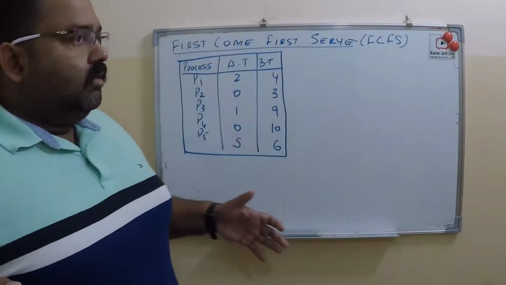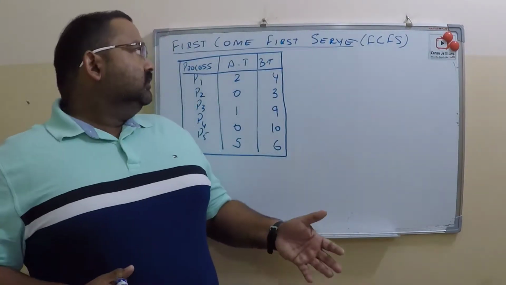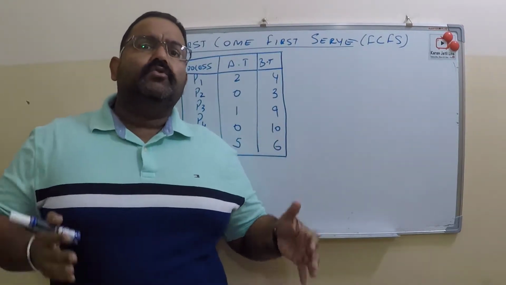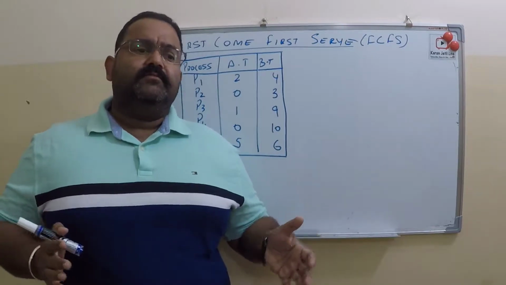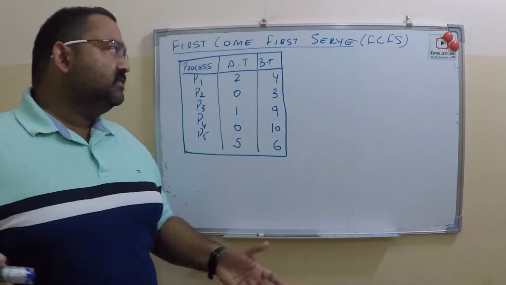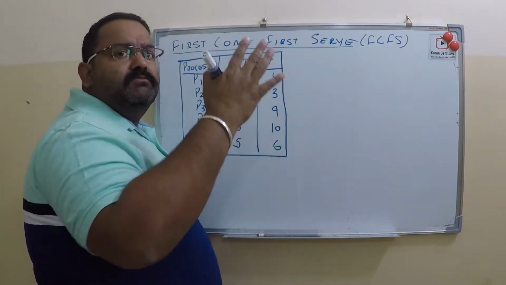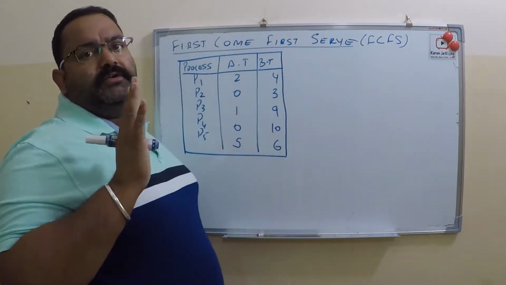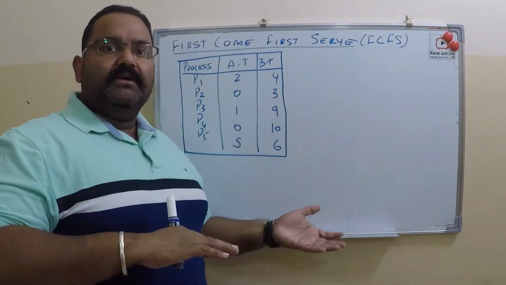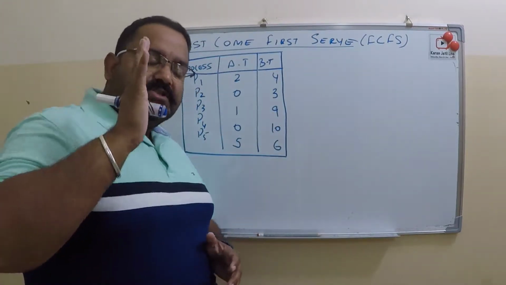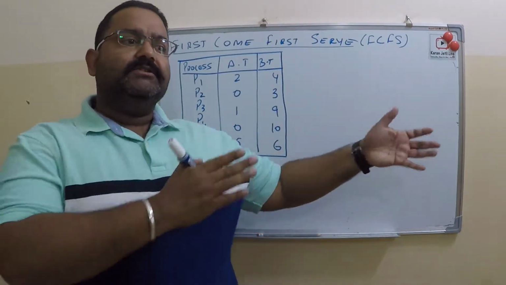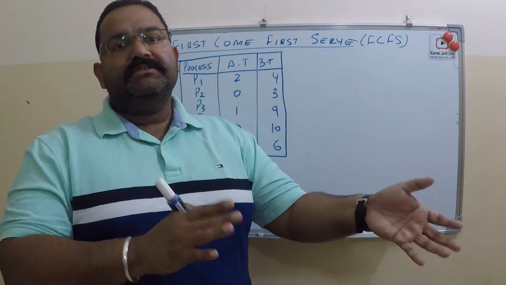So guys, now we will discuss the first come first serve scheduling. What is first come first serve? It is the simplest of the CPU scheduling. It says any process which comes first will get executed first, and any process which comes after it will be executed after that. Anything which comes first gets serviced first.